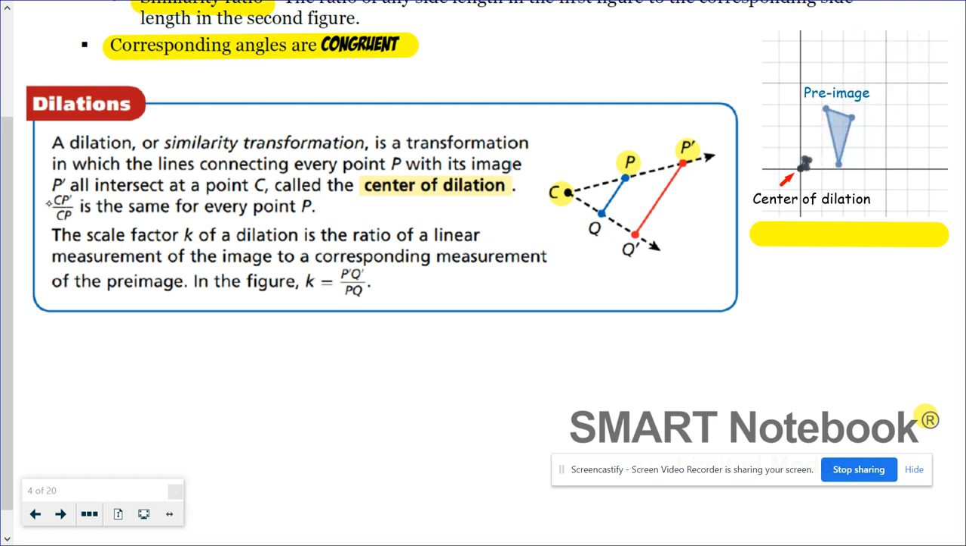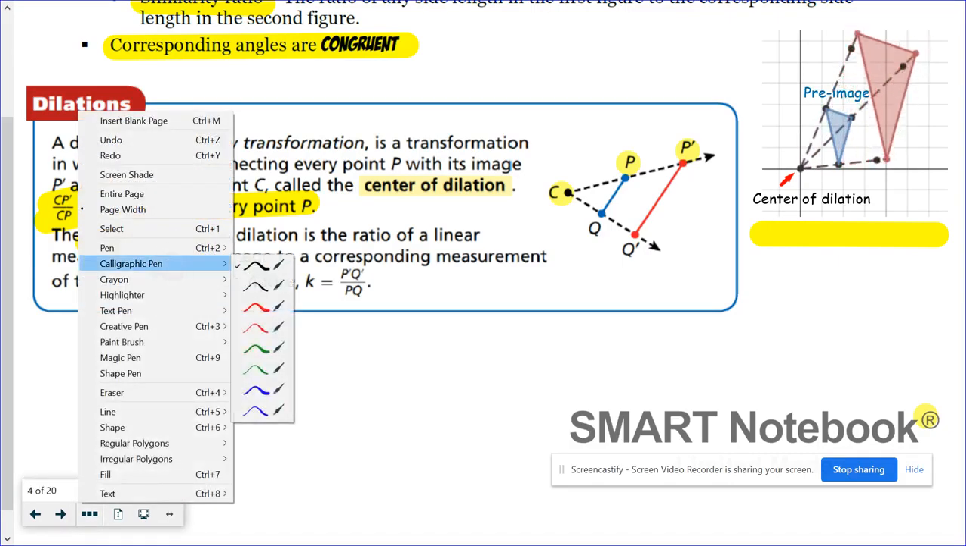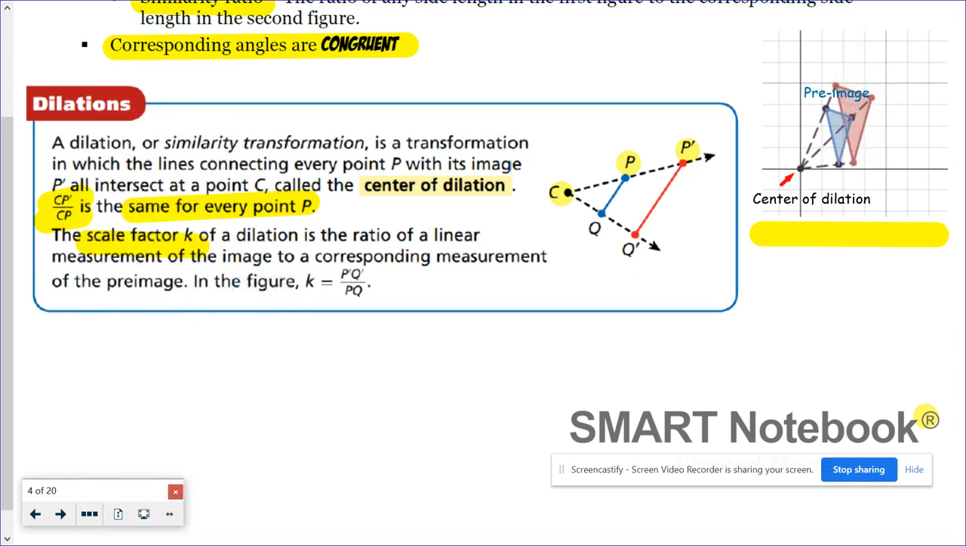Now, the ratio of CP prime to CP is going to be the same for every point P. And that ratio is the scale factor, the ratio of any linear measurement of the image to a corresponding measurement of the pre-image. Okay, so this means that I can use the distances each point is from the center of dilation, but I can also use the lengths of corresponding sides or segments.